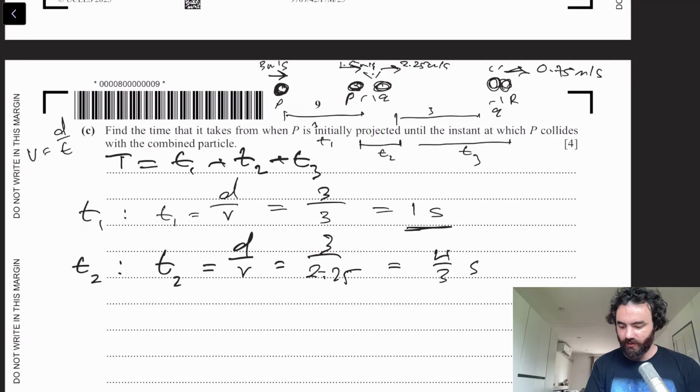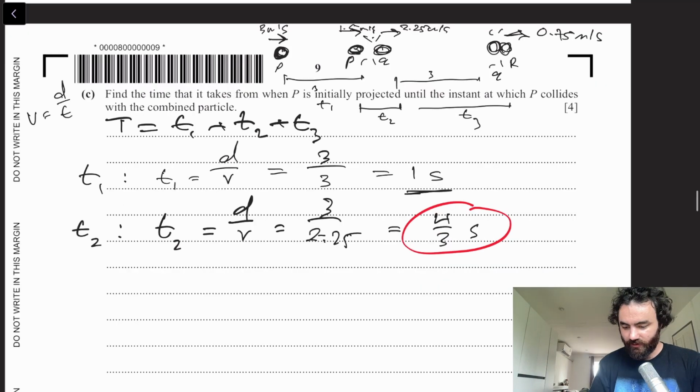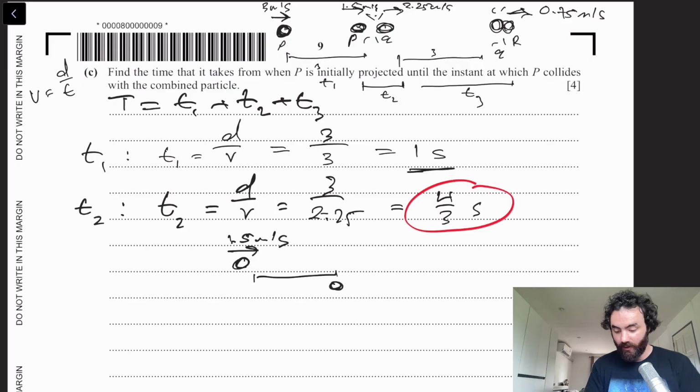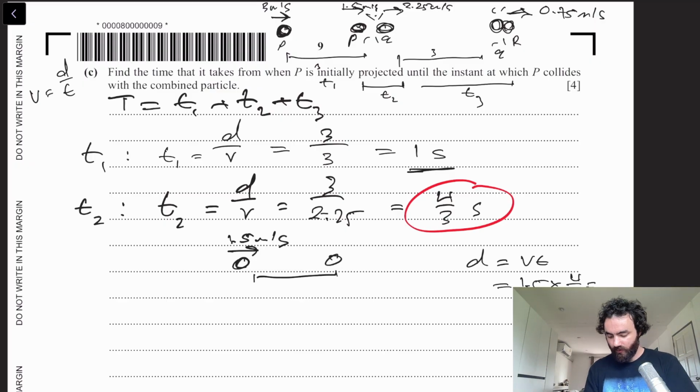Okay, so this is going to help us, because P at this point is moving at 1.5 meters per second and is moving for 4 over 3 seconds. So where is P after that? We can find that very easily. The distance will be v times t, so it'll just be 1.5 times 4 over 3, which gives 2 meters. So it's moved 2 meters. So this is P.